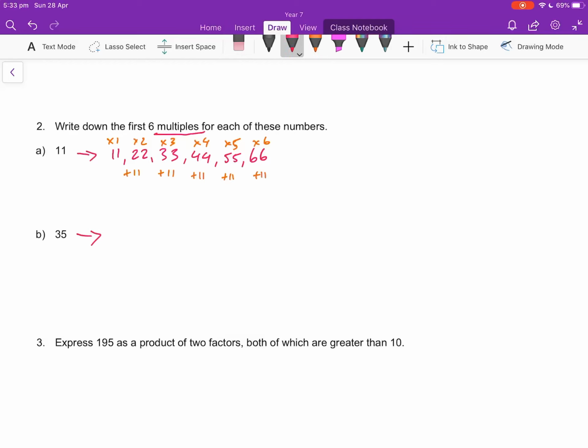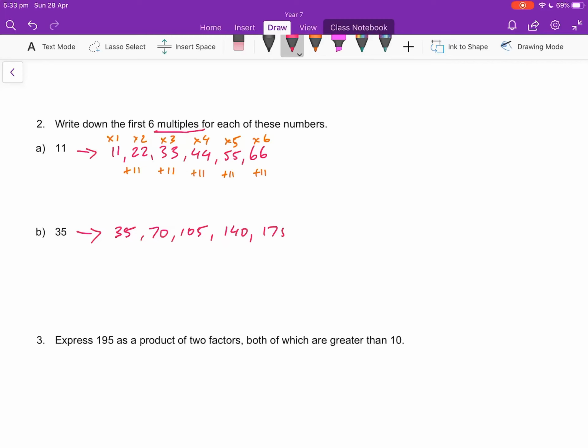Okay, if we do a bigger number, so let's look at 35 here. Obviously we have 35. We times it by 2 and we get 70. We times it by 3, we get 105. Times it by 4, we get 140. Times it by 5, we get 175. Times it by 6, we get 210. So same deal, we're timesing by 1, 2, 3, 4, 5, and 6. And this time we're adding 35 each time. So it's a nice, easy way to look at finding those multiples.